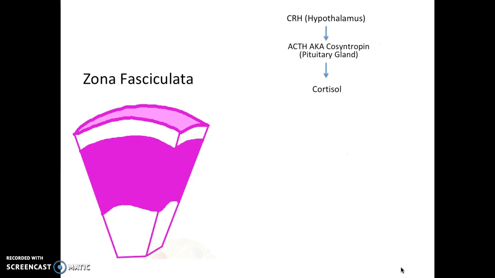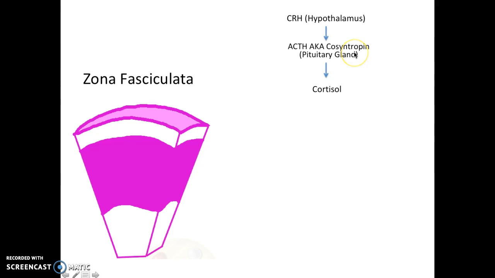So the next layer is a little bit more straightforward. That's the zona fasciculata, so in control of sugar. So the way that we look at this axis is you have the CRH from the hypothalamus, and that signals for ACTH through the pituitary gland.